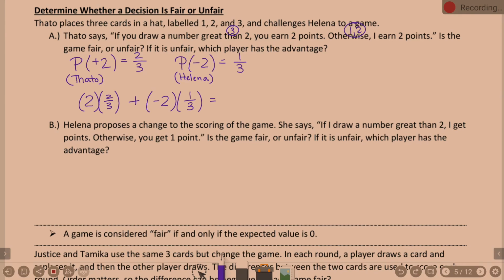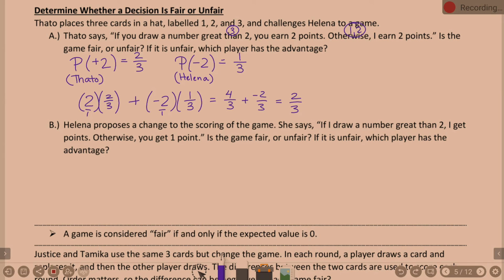What is 2 times 2/3? 2/1 times 2/3 is 4/3. Plus, what's negative 2 times 1/3? It's negative 2/1 times 1/3, so negative 2/3. What is 4/3 plus negative 2/3? 2/3. Okay. Now, so what's that 2/3? That is showing that the chance of the advantage is going to Thado, yes?